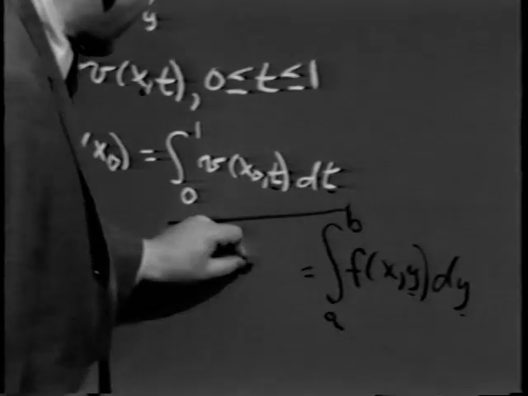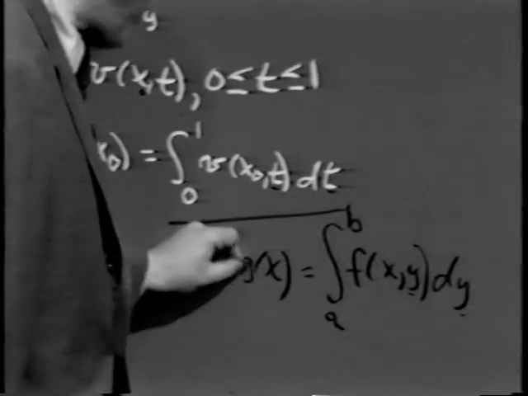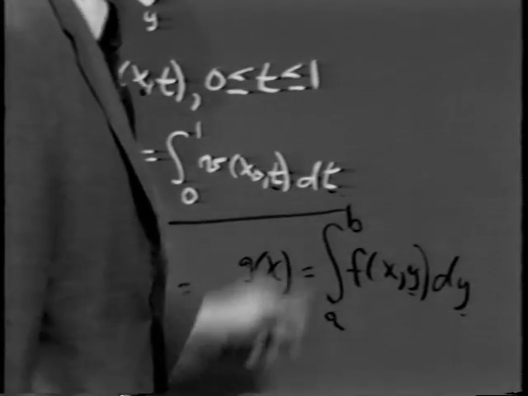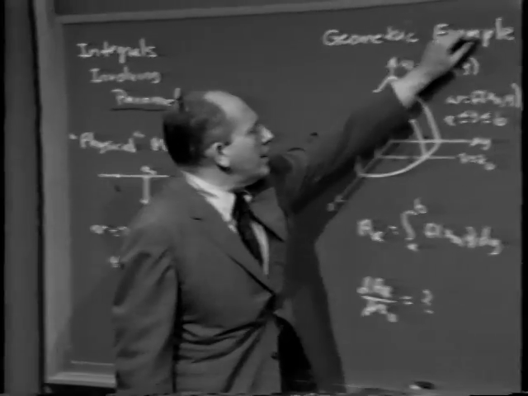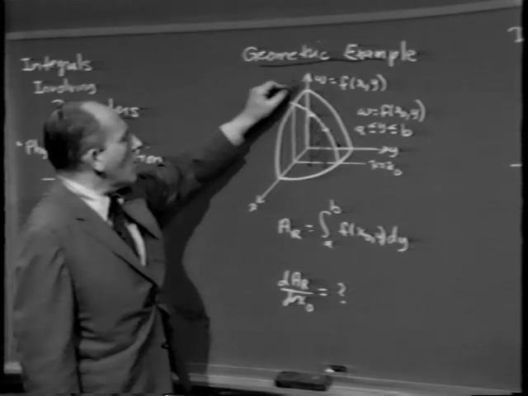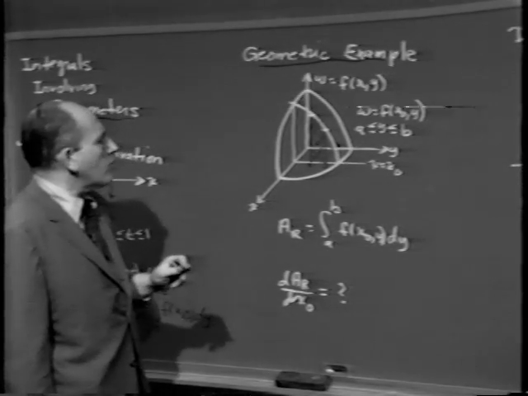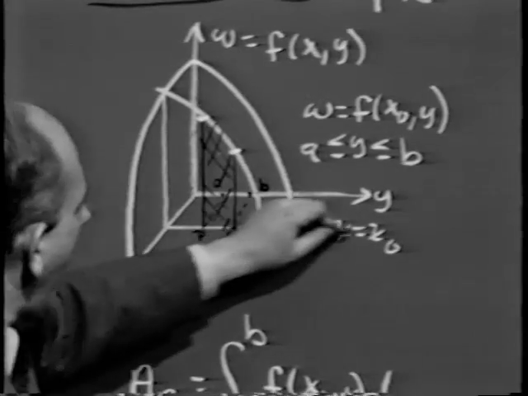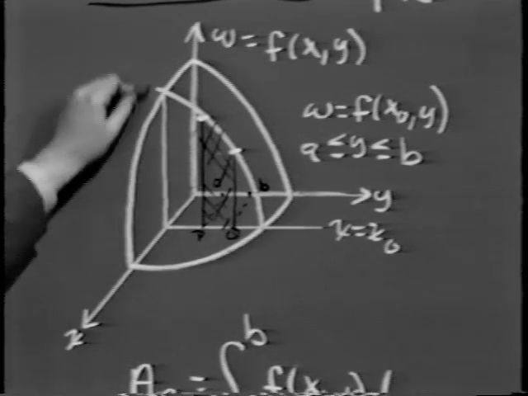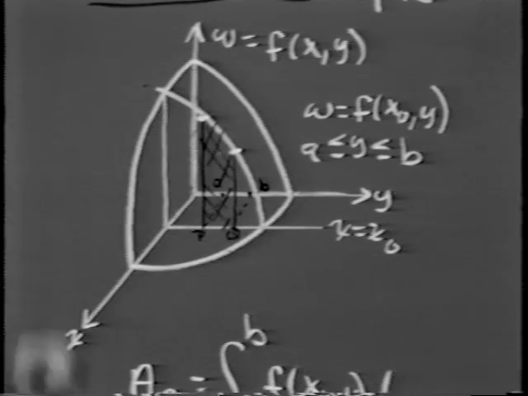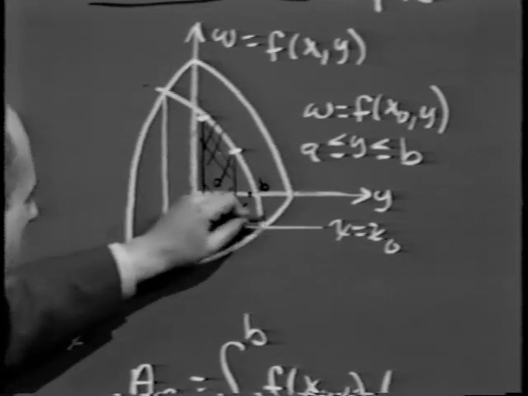In other words, this is some function of x when we're all through here. All right? As a geometric example, imagine the following situation. We have a surface w equals f of x,y. We take the plane x equals x0 and intersect this surface with that particular plane. We get a curve, you see.